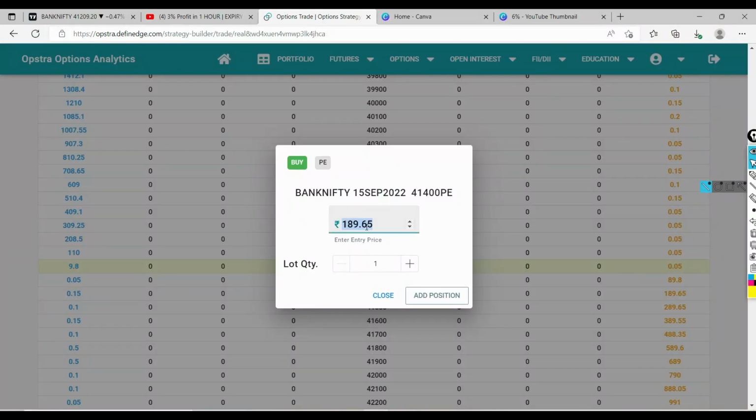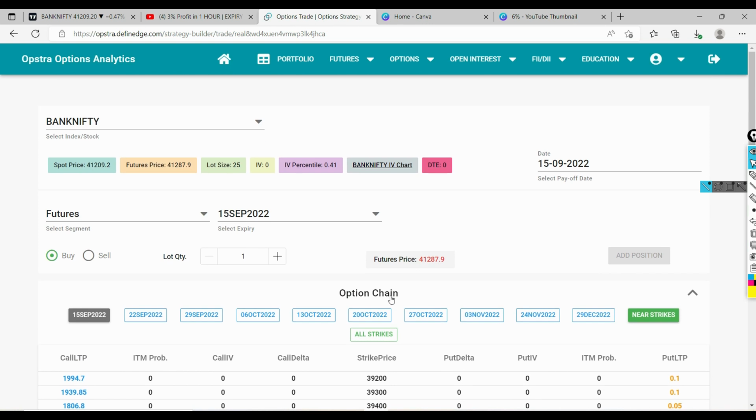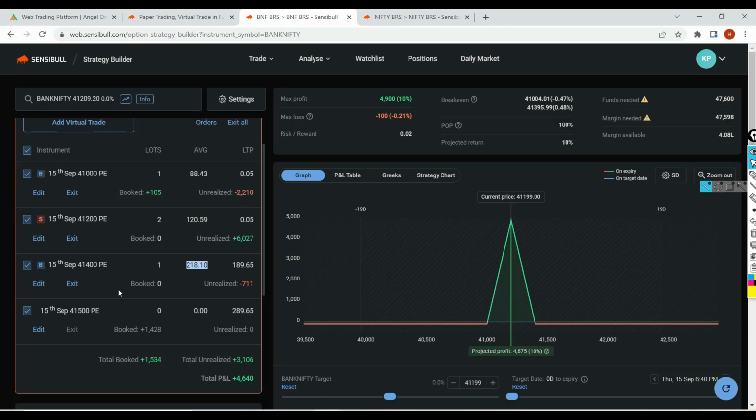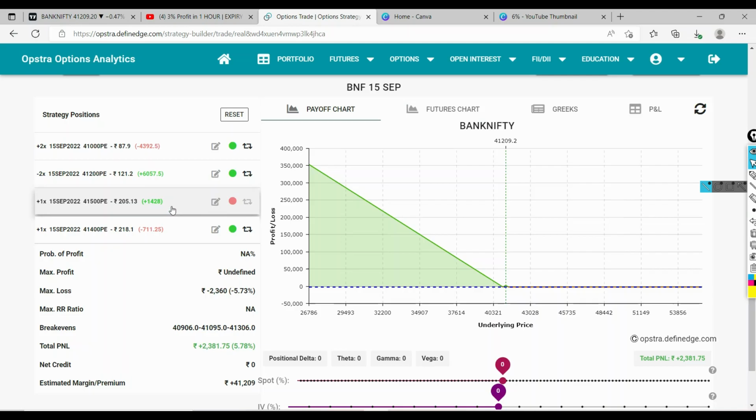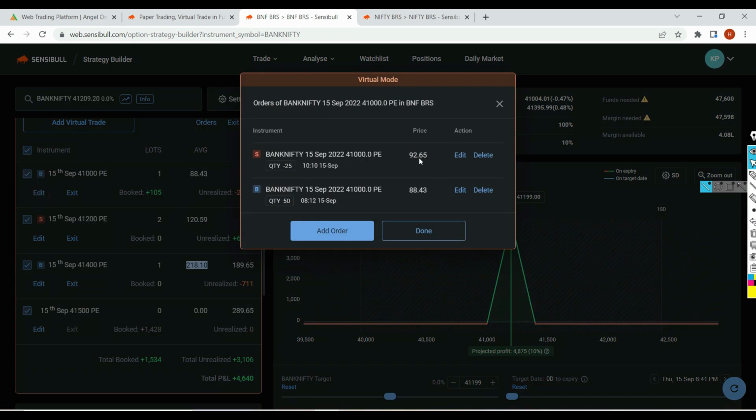Okay, I bought this single quantity at this price, at 218.10. This was one of my adjustments. The moment I've done this, check the loss. But apart from this, if you look at this trade, I have two quantity of 41,000. But if you look at my trade, it has only one quantity. So what I've done is I have squared off one quantity. That's what I'm telling you.